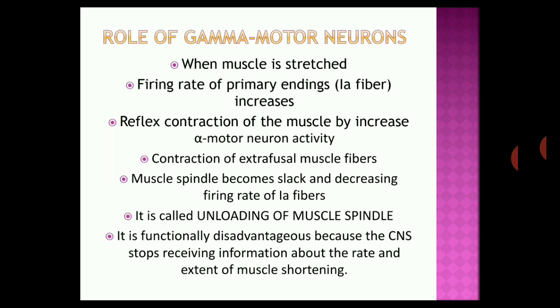Now, what is the role of gamma motor neuron? In stretch reflex, when muscle is stretched, firing rate of primary ending 1A group increases. It leads to reflex contraction of muscle by increased alpha motor neuron activity, and that's why there is a contraction of extrafusal muscle fibers. But due to this contraction of extrafusal muscle fibers, muscle spindle becomes slack, decreasing firing rate of group 1A fibers because of this slacking. It is known as unloading of muscle spindle. So it is functionally disadvantageous because the CNS stops receiving information about the rate and extent of muscle shortening.